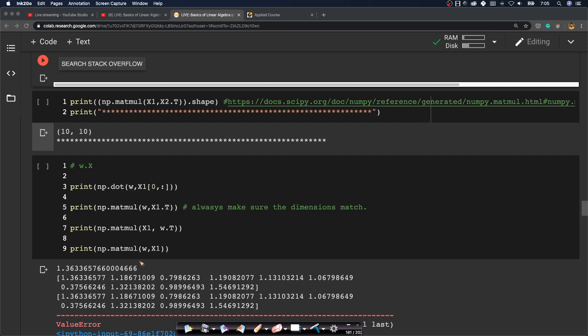Now I could have written this differently also. Look at this. If I wrote it this way. Now what is x1? My x1 is n cross d. My w dot transpose. Okay. So my w is 1 cross d, so w transpose is d cross 1. Now this will also work.